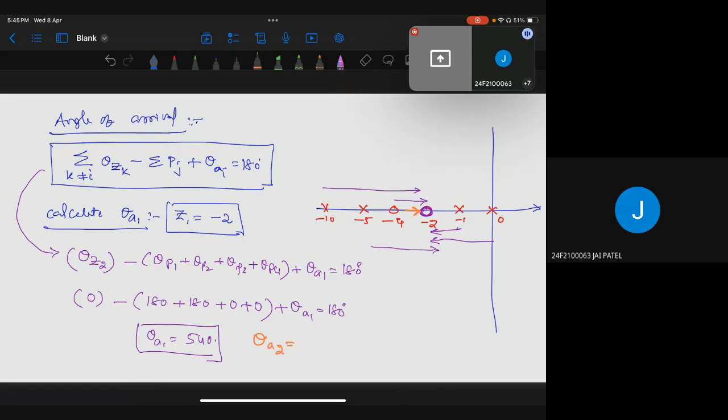Sir, but you have drawn with the orange sign, that indicates 0 degree, not 180. Which one? From minus 2. It is entering from 180. Okay, yes, from 180. It is something like this. The root locus will come like this. If it enters like this, it will be 0. You got it?